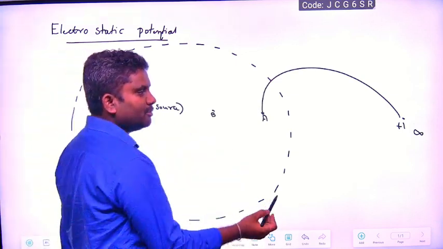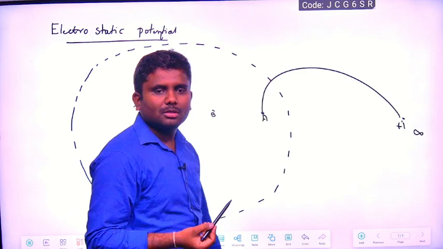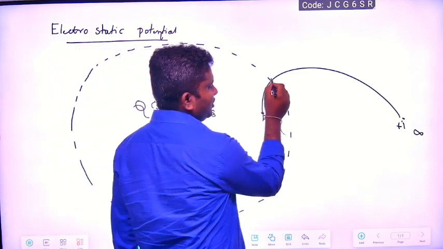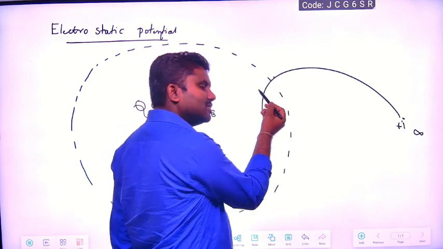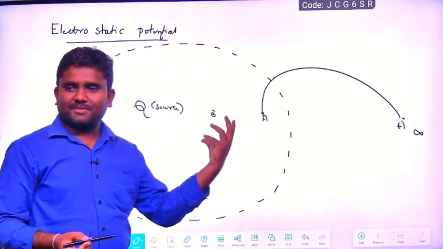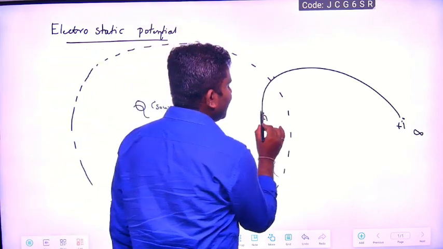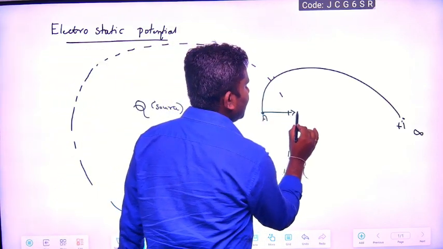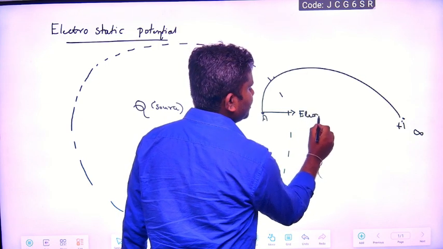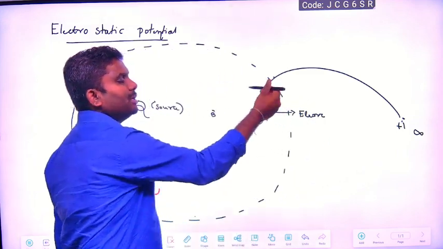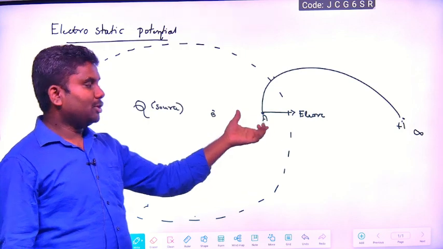whenever you want to bring the unit positive charge from infinity to point A, till this position it's fine, correct, right? But after this, in the vicinity of this region, you need to do work. Why do we need to do work? Because the electric field is in this direction. The electric field due to the charge is in this direction. You need to bring the unit positive charge against that electric field, so you need to do the work.